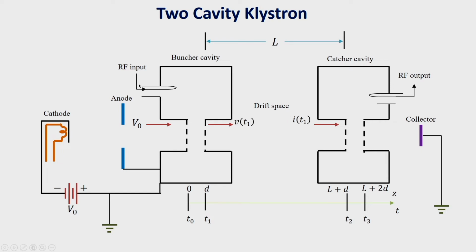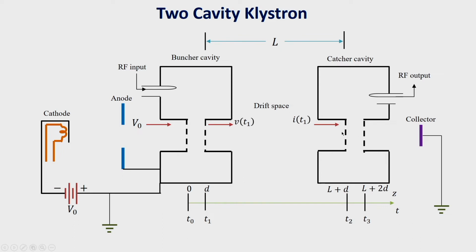RF input is applied at one cavity, which is called the Buncher cavity. We will see that the RF input applied here will help to form bunches of electrons. Separated from the Buncher cavity by a distance L is the Catcher cavity, and these bunched electrons, while passing through the Catcher cavity, will deliver energy and the oscillations in the Catcher cavity will build up, and finally RF output is taken out from this cavity. As a result we will get an amplified version of the signal at this RF output.